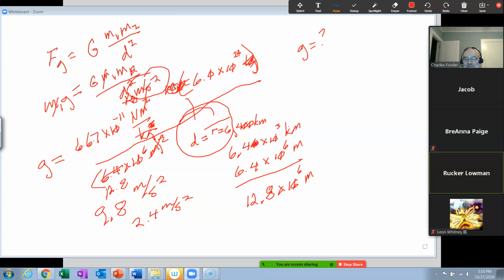And what if you took the 9.8 and divided it by 4? You get 2.45. We got 2.44. That's just round off error. Exactly. Any questions on that? Those kind of calculations is exactly what we're going to be doing in lab today.